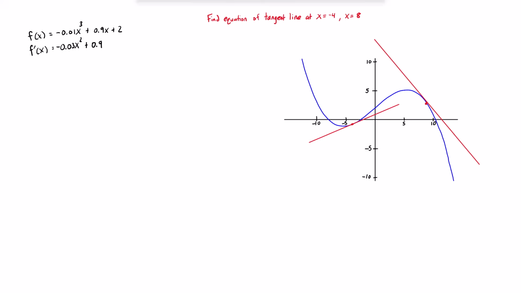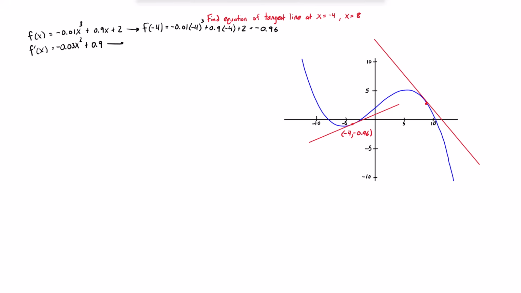So let's start out by finding the y-coordinate of the function when x is equal to negative 4. All we have to do is plug in negative 4 into the function, and we're going to find that is negative 0.96. And that is the y-coordinate of the function when x is equal to negative 4. So this point here where we have the tangent touching the function, the coordinate is going to be negative 4 and negative 0.96.